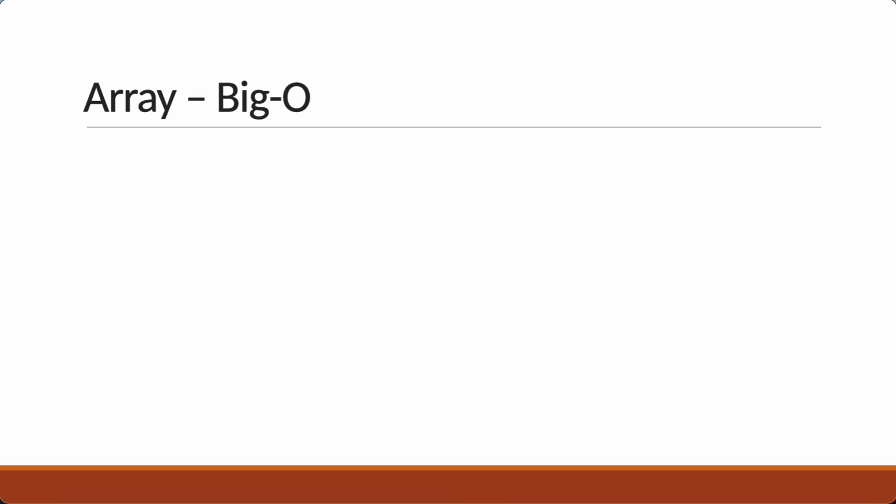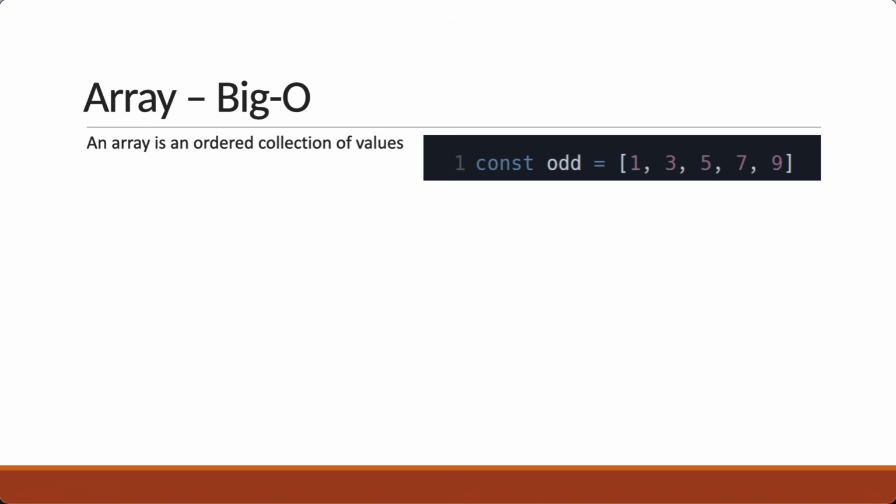Next, let's talk about arrays. The difference when compared to objects is arrays are ordered. We start at index 0 and increment by 1. It is very important to maintain the appropriate index anytime we perform an operation.